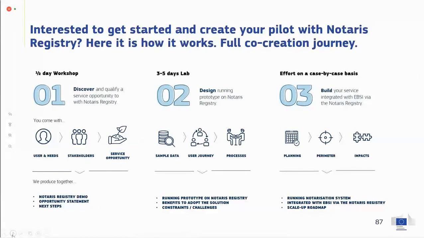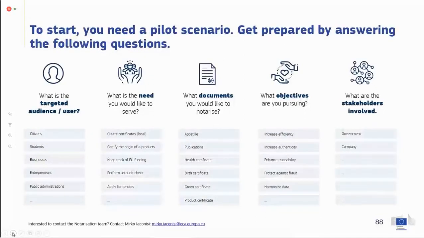Yes, thank you, Dennis. I think it's great. So this is showing you how it works, basically in 3 steps, and it's important for you to understand how to get started. To get started properly, and we have seen that in the different examples and the case studies that were presented, you need to have a pilot scenario. This is an important prerequisite to start piloting. You need to have your pilot scenario, and this pilot scenario is made of 4 or 5 key ingredients.